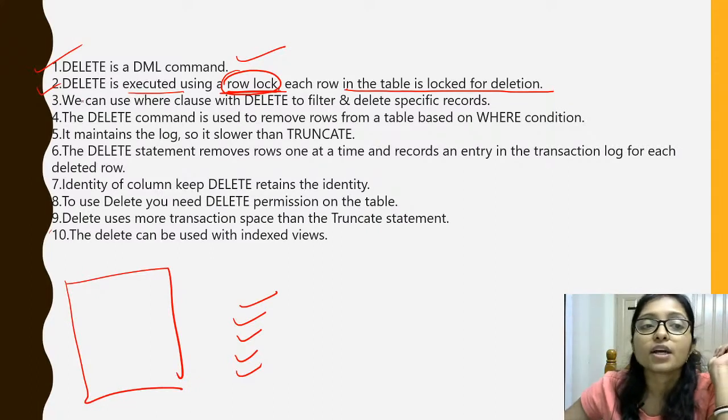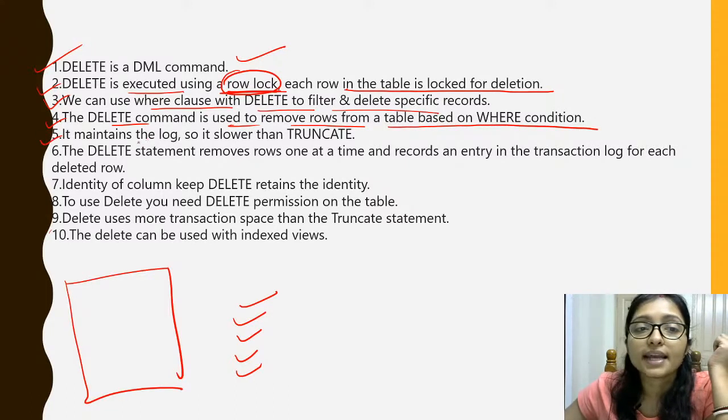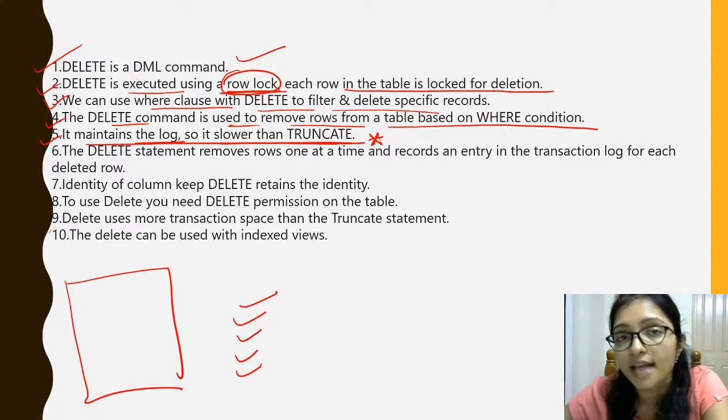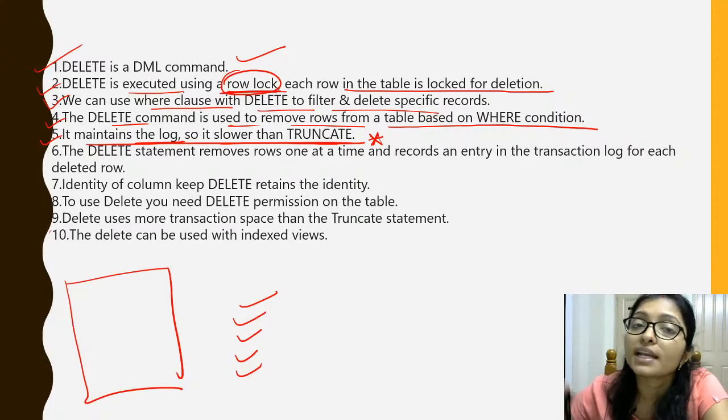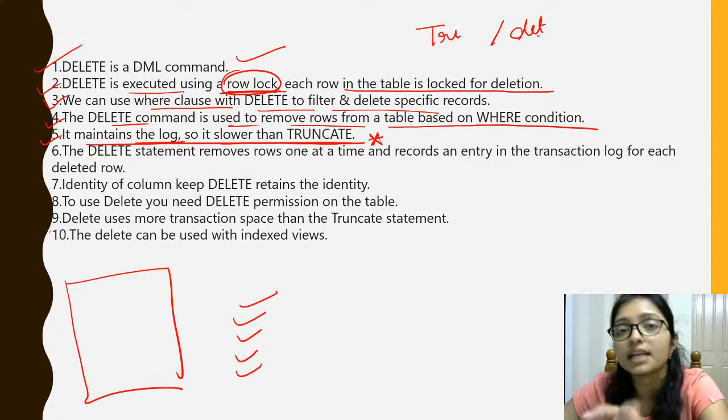Okay. And we can use the where clause in the delete for the filter, as you already discussed, and the delete command is used to remove rows from a table based on the where condition. It maintains the log, so it is slower than truncate. That is the main part, that if the question asks which one is slow or which one is fast, truncate or delete, the truncate is fast, delete is slow.